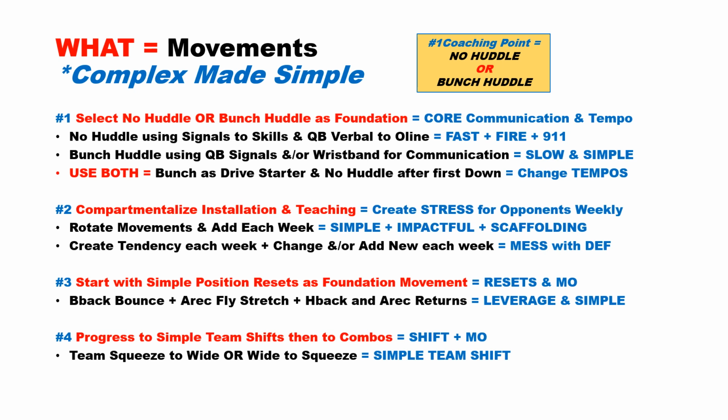Step 3, you want to start with simple position resets as your foundation movement. It's the simplest, and then you can progress to motion. So some examples, and we'll get into this, is B-back bounce, your slot receiver doing that jet sweep or what we call fly stretch, and then H-back and the A receiver doing returns as a starting point.